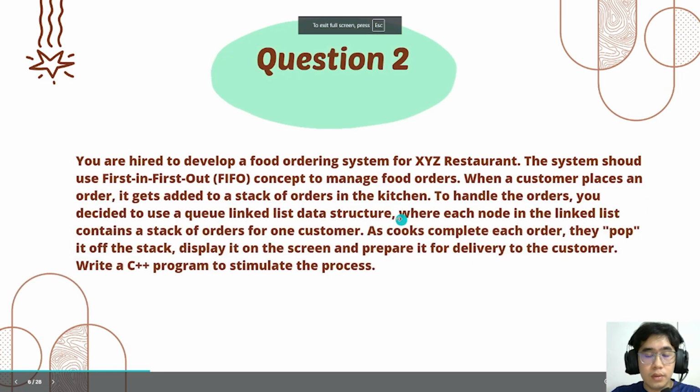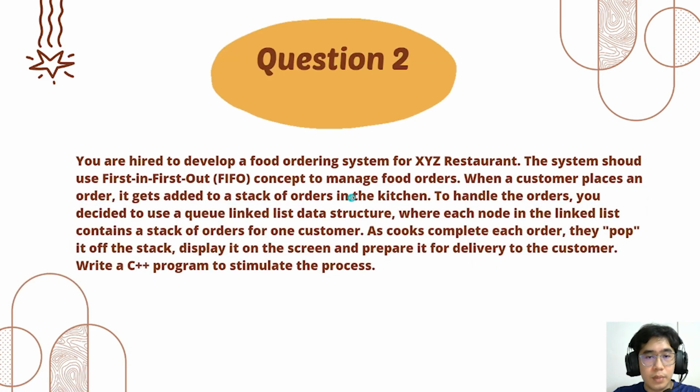Now I'm going to explain about question 2. In question 2, you are hired to develop a food ordering system for XYZ restaurant. The system should use first in, first out, FIFO, to manage food orders.